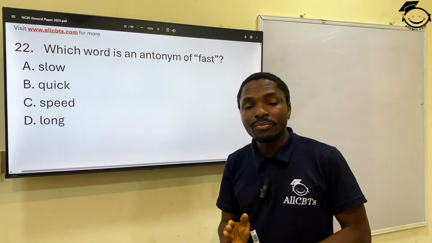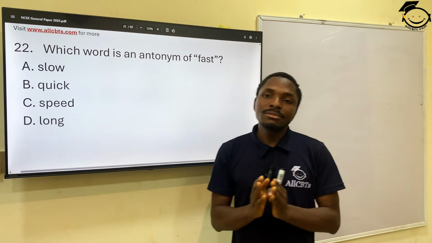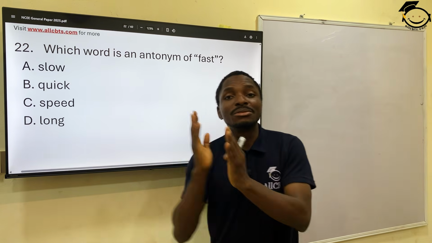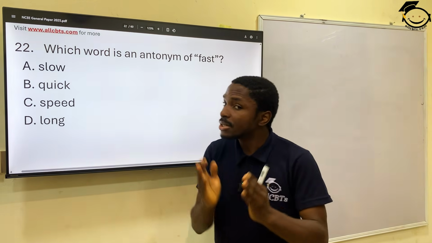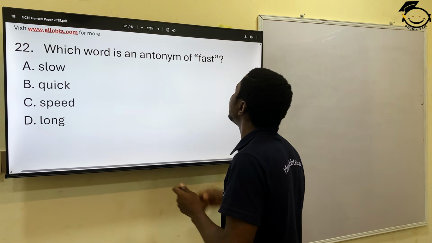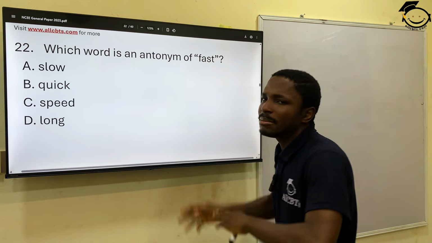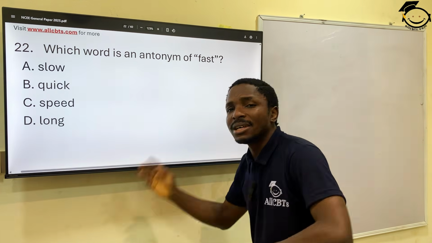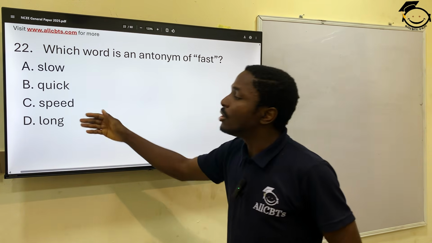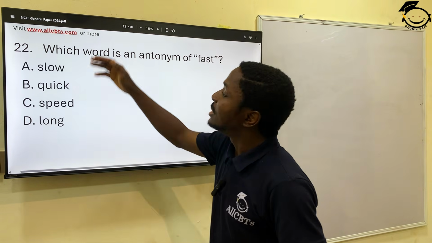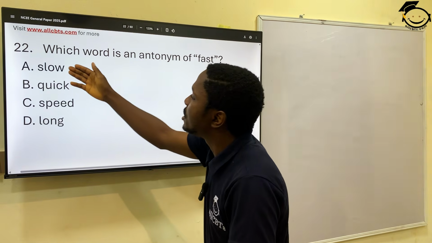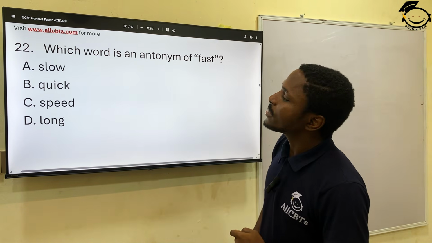What's an antonym? Opposite. Just remember, when you remember antonym, forget about all the other things. Just remember opposite or closest opposite. Now, which word is an antonym of fast? That means if the person is not fast, the person is what? Or if it is not fast, it is what? So is it slow, quick, speed, or long? You got it right. It is slow. Someone who is not fast is slow. So slow is the correct option.